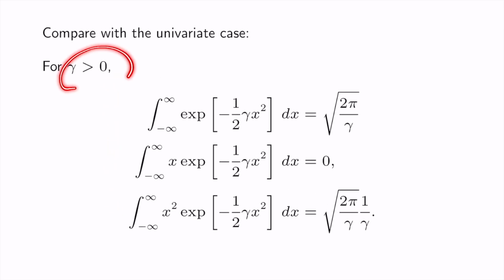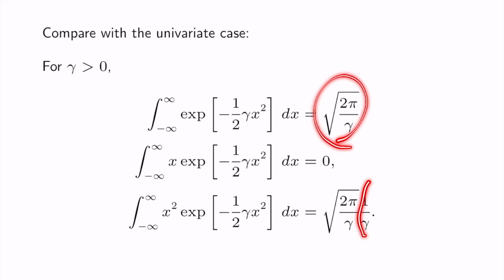Here, gamma is a positive constant, and exponential of negative 1 over 2 times gamma x squared integrated over the entire real axis results in square root of 2 pi over gamma. And the first moment, so x times this factor integrated, results in 0, and x squared times this factor results in this factor times 1 over gamma.